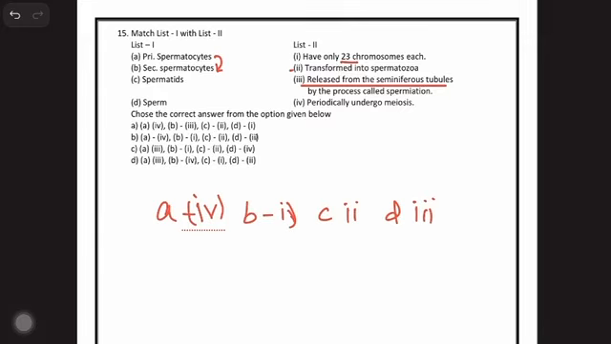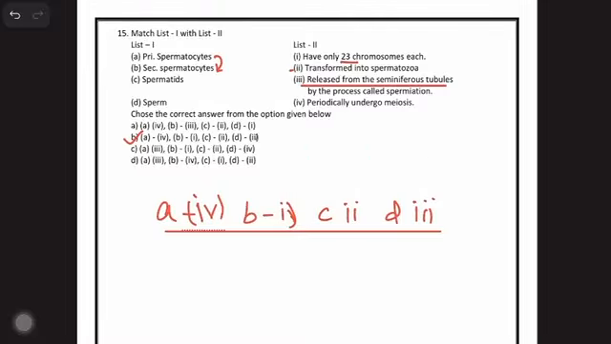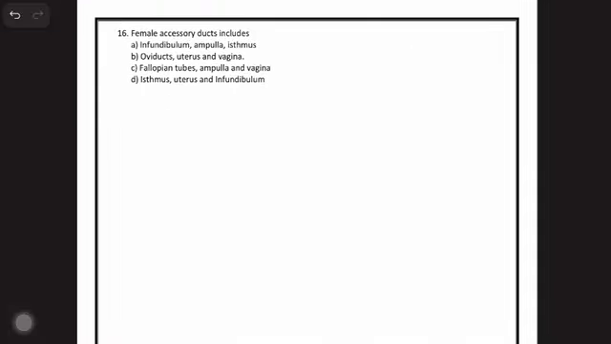So let's look at the option A4, B1, C2, D3. Answer is option B. Okay, option A also shows A4, but it's got B3, so it's wrong. Both C and D start wrong with A3. So answer option B. Going to the 16th question.